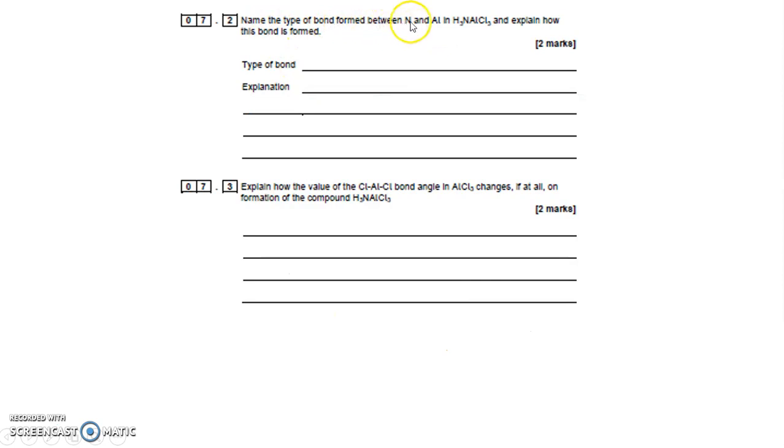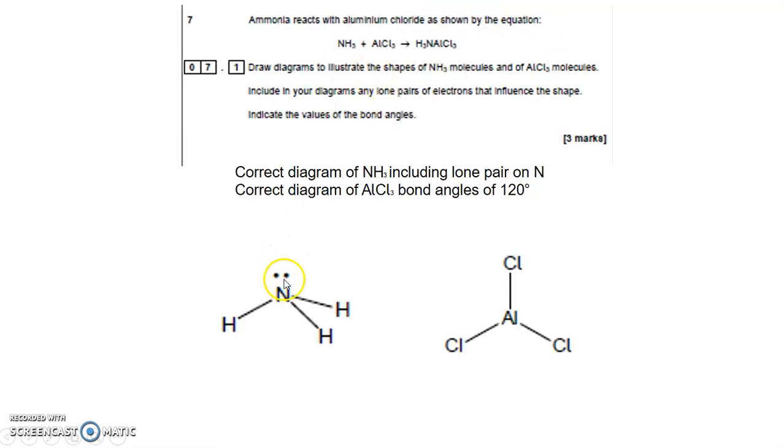Name the type of bond formed between N and Al in this compound and explain how the bond is formed. Well, the reason that N can bond to something like Al is because it's got a pair of electrons. Al hasn't got any electrons to put into a covalent bond, because aluminium in AlCl3 has bonded the 3 electrons it had in its outer shell to 3 Cl.